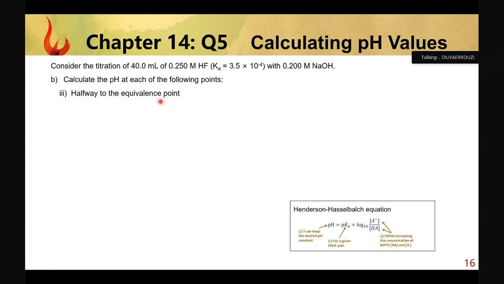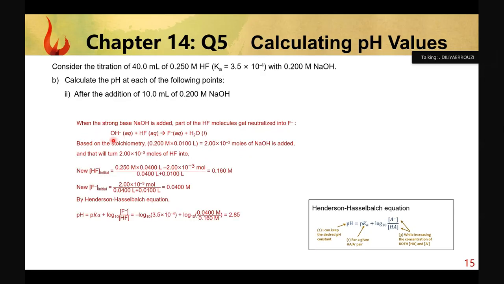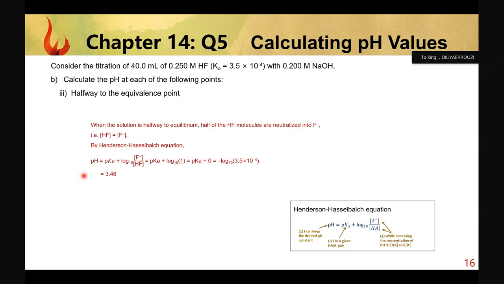Now, the third one is the halfway equivalence point, which is a lot like this, but is more straightforward because you are halfway to the equivalence point. So just like this equation, the concentration of fluoride ion is equal to the concentration of the hydrogen fluoride. So just bring that back to the equation, pKa plus log of this divided. So it is basically the same. So it is log of 1, and we can calculate the pH.